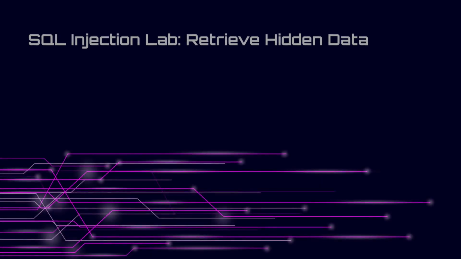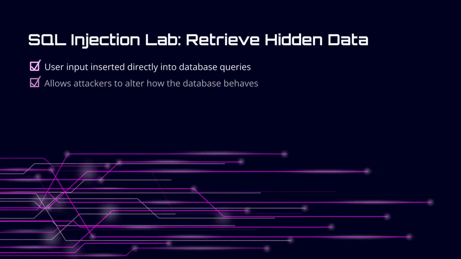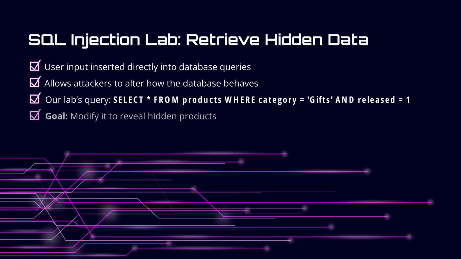Before we start testing, let's quickly recap what SQL injection is in simple terms. SQL injection happens when a web application takes user input and puts it directly into a database query without proper validation. This allows us, as attackers, to modify the query and make the database do something it wasn't supposed to do.